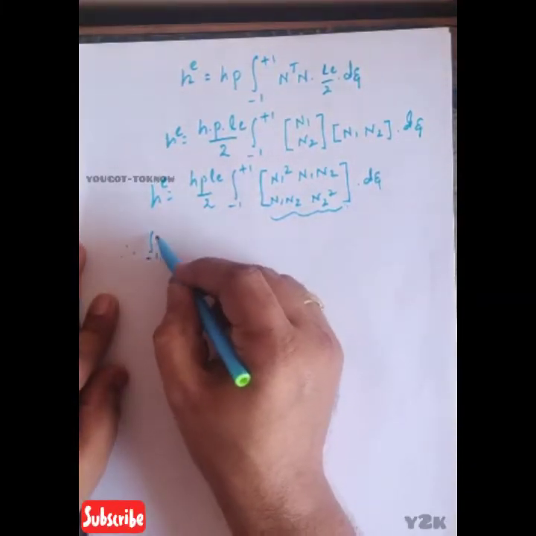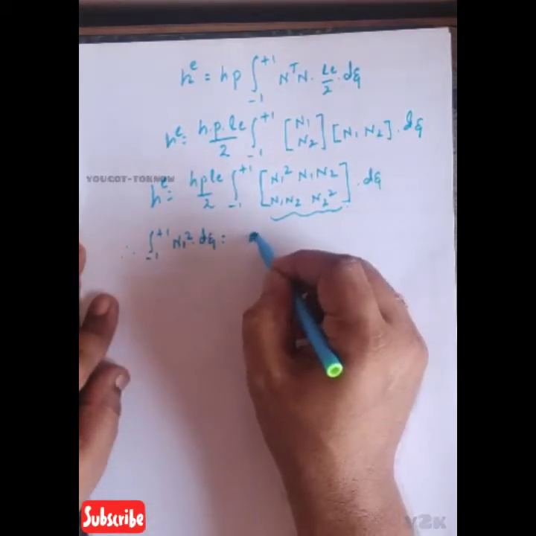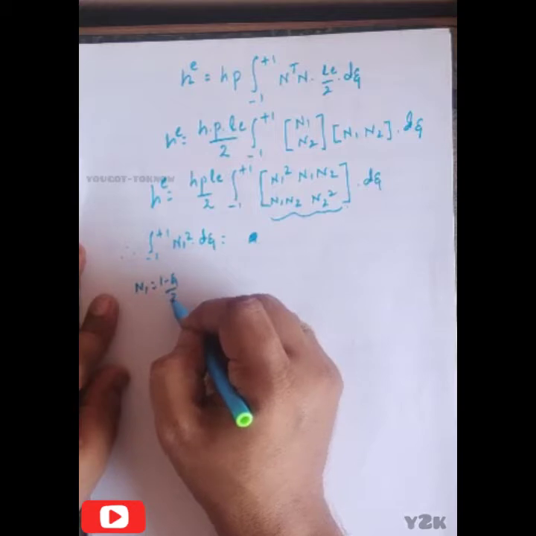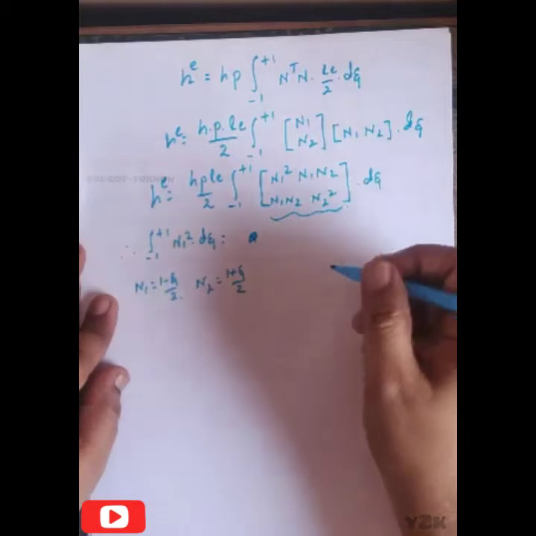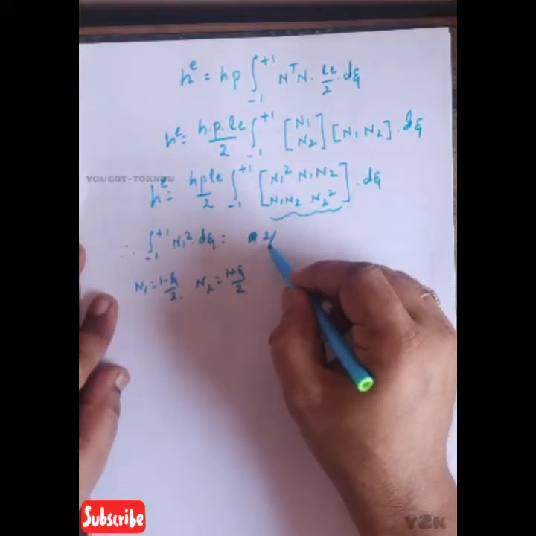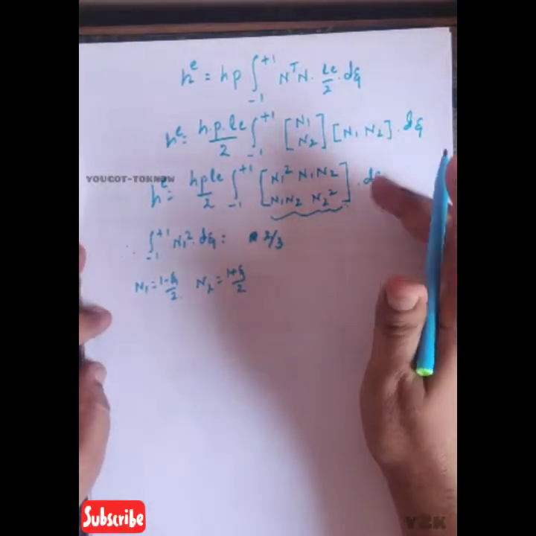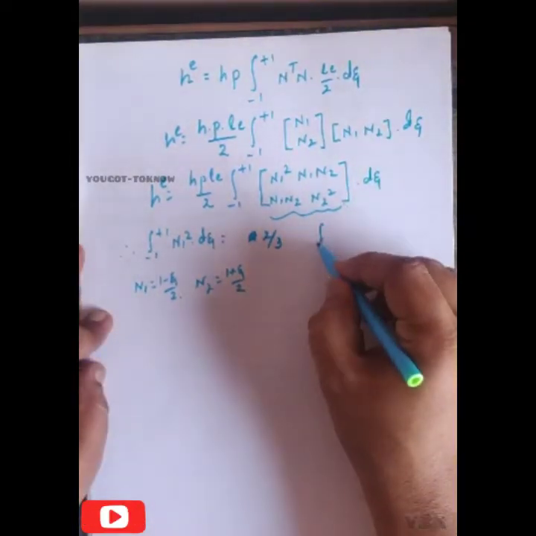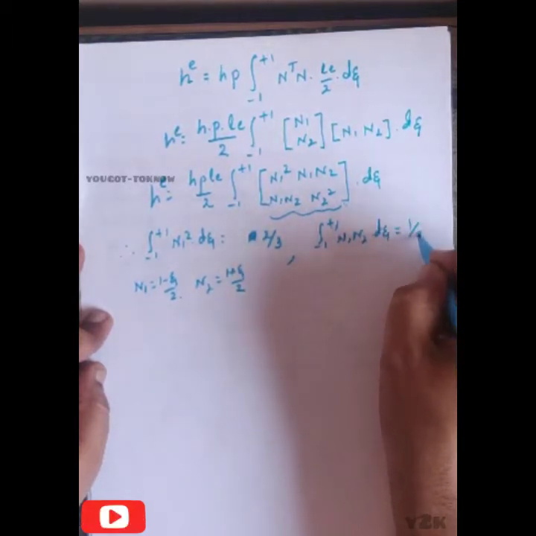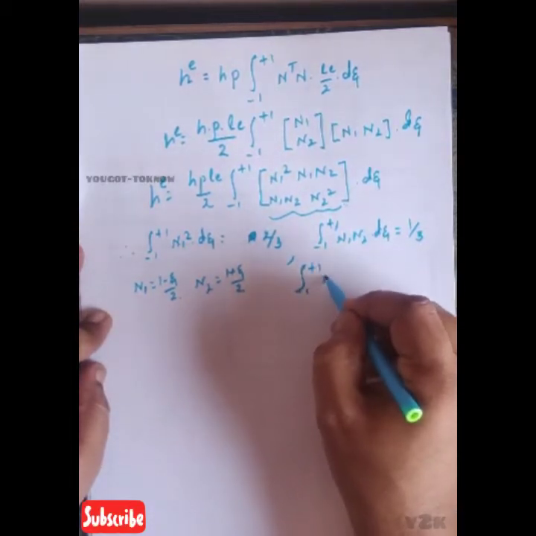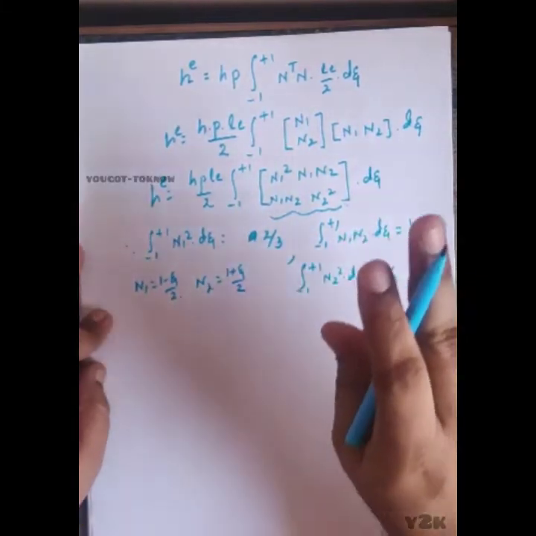In the previous chapter we found the integral of -1 to +1, N1 square into d zeta. N1 equals (1 minus zeta) by 2 and N2 equals (1 plus zeta) by 2, because this is a one dimensional element and you know the shape functions for it. If you integrate this, you get 2 by 3. If you want to know how you got this answer, observe your previous module 5, where we solved this. Similarly, the integral from -1 to +1 of N1 N2 into d zeta gives 1 by 3, and likewise for N2 square. I am skipping these steps because we have already done them in the previous chapter.